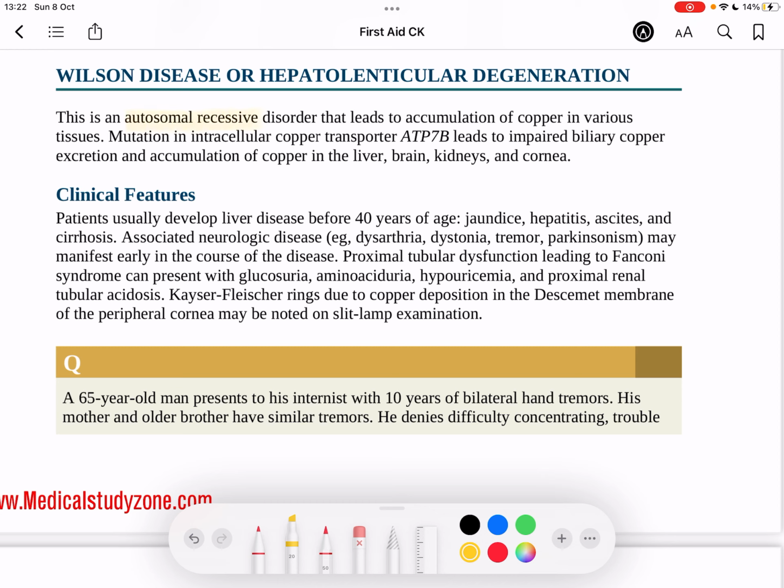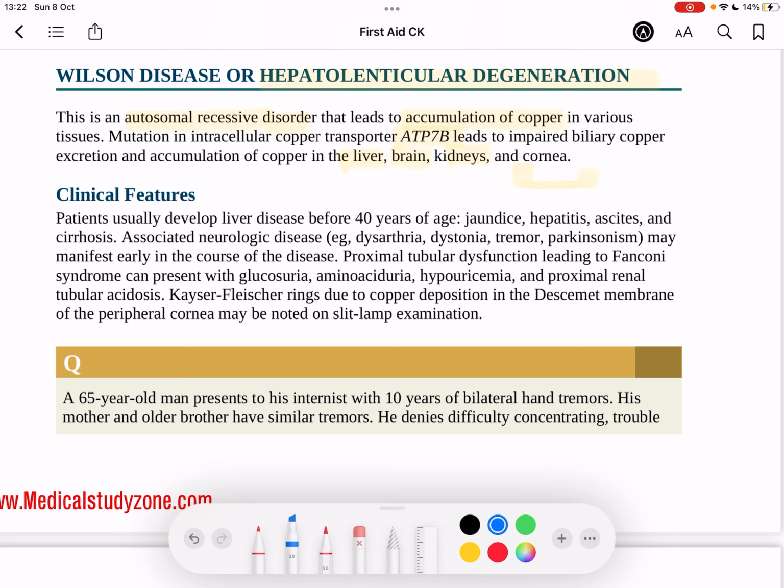Wilson's is an autosomal recessive disorder, and it's an accumulation of copper in various different tissues, and it's due to a mutation in the ATP7B gene. The ATP7B gene codes for a protein that does two things: excretes copper into the bile and also binds copper to make ceruloplasmin. Okay? So essentially, if we don't have the ability to excrete copper and make ceruloplasmin, we have lots of free copper, and that's going to deposit in things like the liver, causing sort of liver disease, the brain, causing hepatolenticular degeneration, even the kidneys, and then very famously the cornea as well.